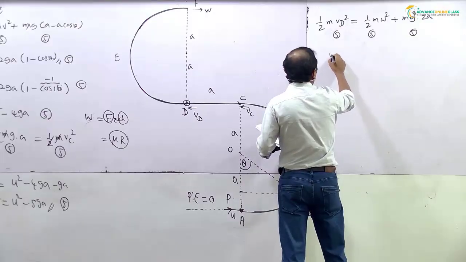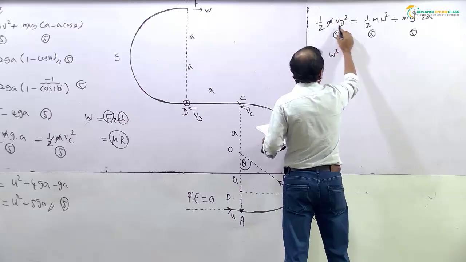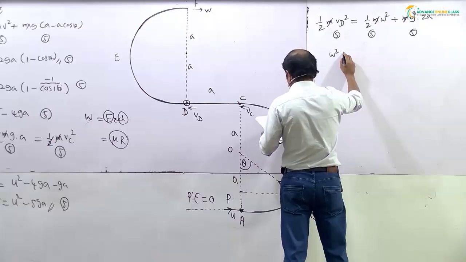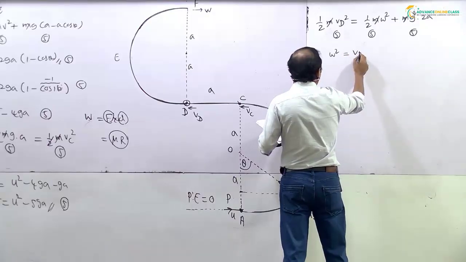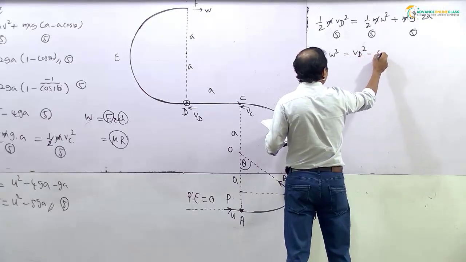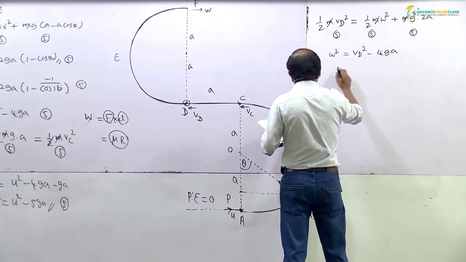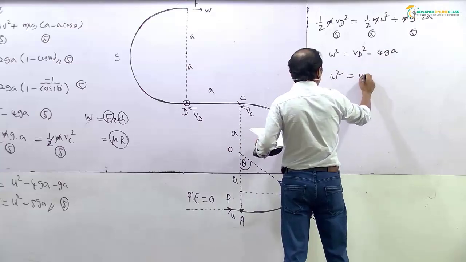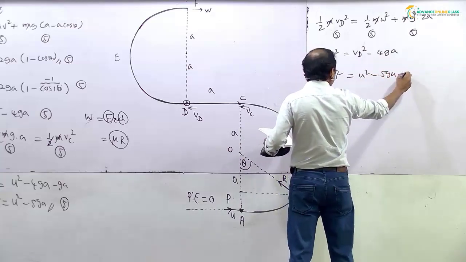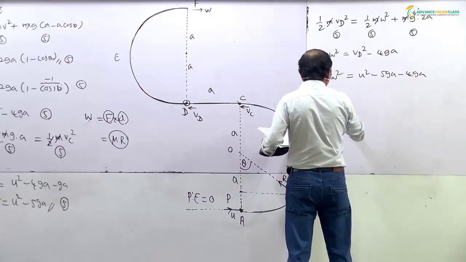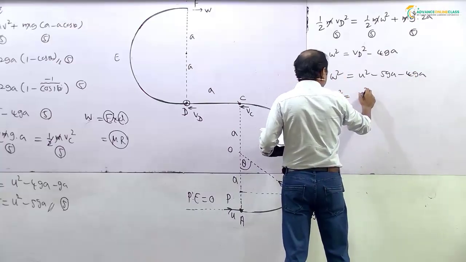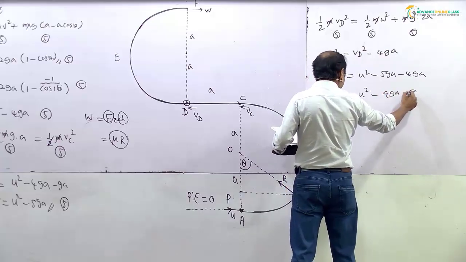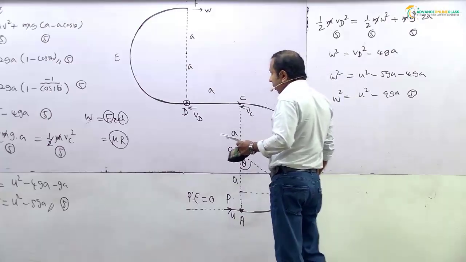We can write W squared; the half m you can cancel down. W squared equals Vd squared minus 4ga. Then substitute for Vd squared: Vd squared is u squared minus 5ga, minus 4ga. W squared is therefore u squared minus 9ga. For this you get another 5 marks.